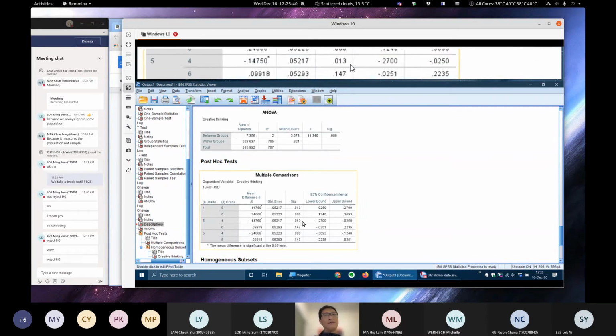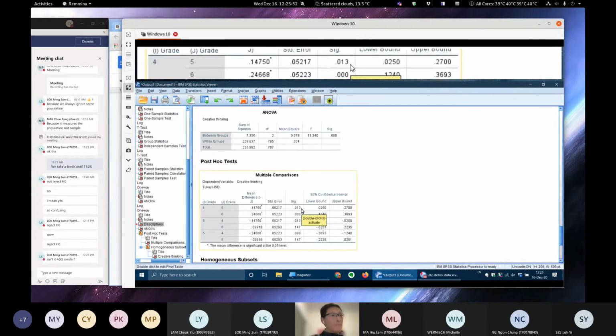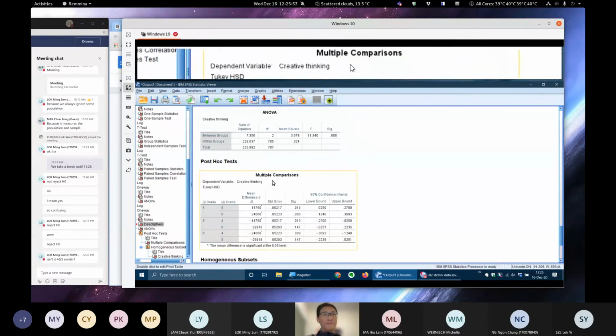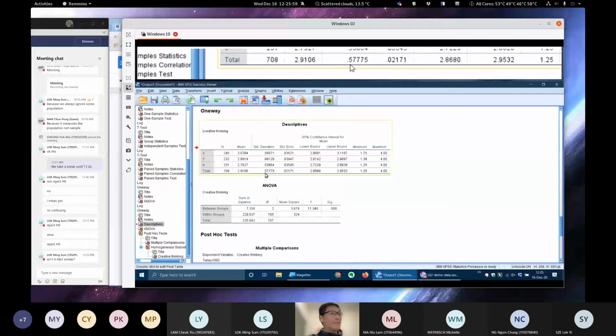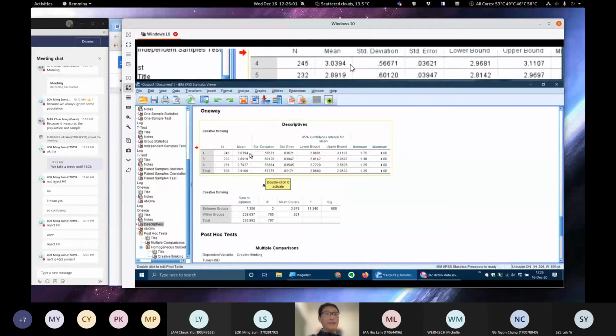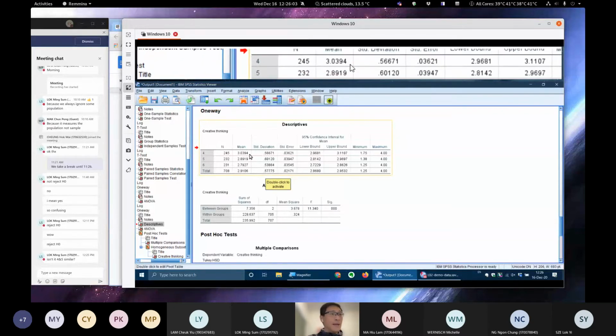How about 5 and 4? Now 5 and 4, you don't actually need to look at it because 5 and 4 is the same as 4 and 5. So the p-value is the same, 0.013 here, 0.013 here. So 4 and 5, you mean 4 and 5 are similar? You mean you look at the sample mean, right? You think they are close enough? Is that what you mean?